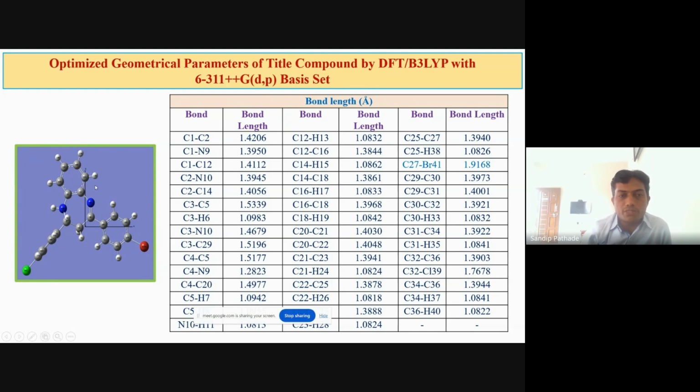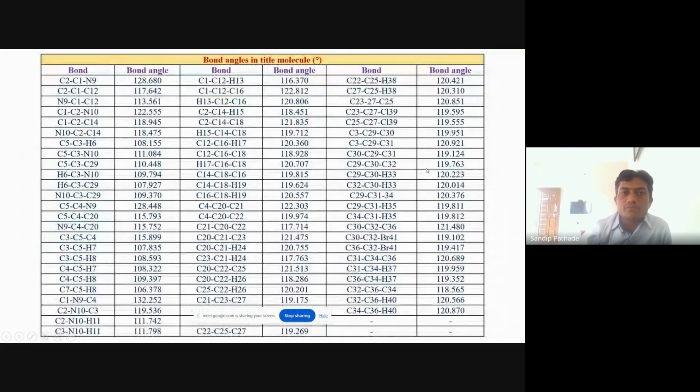And from this optimized geometry of the molecule, we analyze the various geometrical parameters like the bond lengths and bond angles of the molecule. These bond lengths and bond angles calculated from the DFT analysis match well with the normal values of bond lengths and bond angles. Now in this case, the bond between carbon and bromine has the highest bond length, that is 1.91 angstrom, and that is attributed to the larger atomic size of bromine.